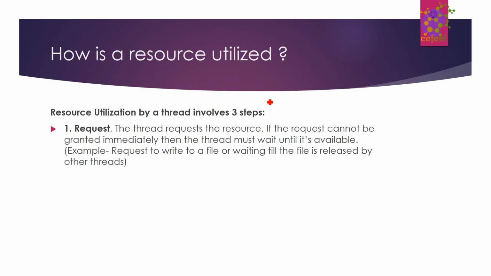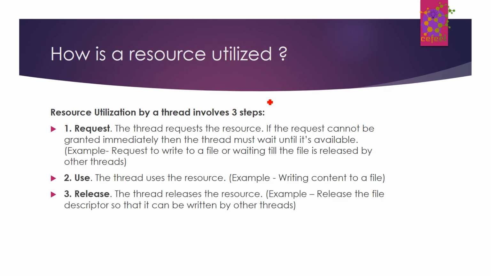And if the file is being written by some other thread, the thread has to wait till the file is released by the other threads, because as we know, writing to a file simultaneously by multiple threads is not allowed. So once it has the resource allocated, it must use it, which means it must, let's say, write some content to the file, and once it has finished using the resource, it has to then release it so that other threads can use it.